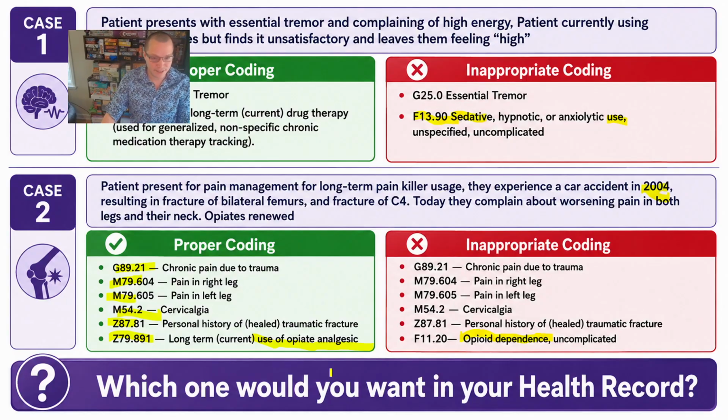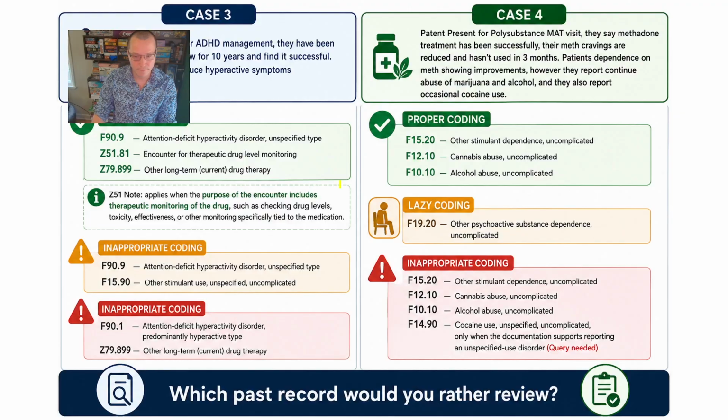So just ask yourself, which one would you want in your health record? If you were the patient here at the bottom just complaining about pain, how would you feel if you knew opioid dependency was on your record versus long-term opiate use? If you were someone with essential tremor, how would you feel about someone saying you had a sedative use problem versus you used benzos because a provider prescribed them to you?